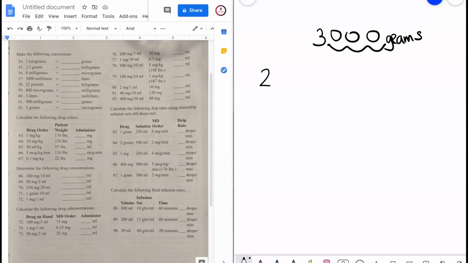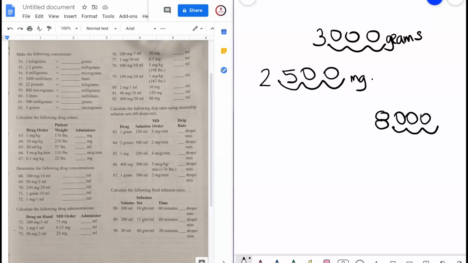Same thing here. You have 2.5 grams and you want to make them milligrams. 1, 2, 3 milligrams. Okay. Now, we're going to move in the other direction. You have 8 milligrams. Remember, you always have that imaginary decimal at the end of a whole number. And you want to make it micrograms. Oh, no, we're moving the same direction. Just kidding. 1, 2, 3. 8,000 micrograms.